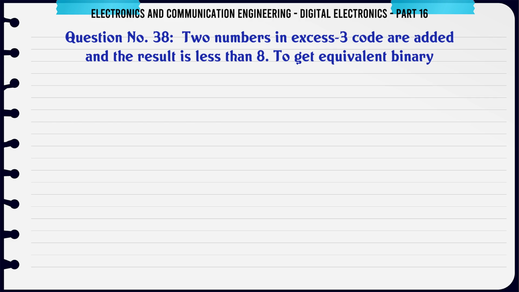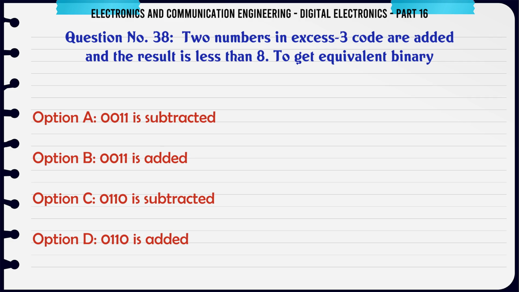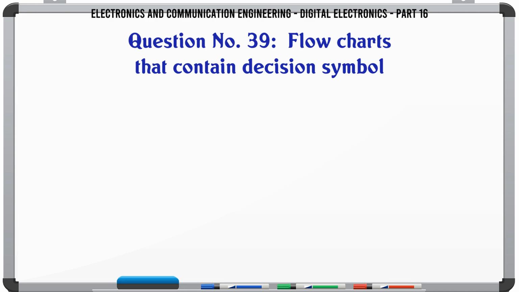Two numbers in excess-3 code are added and the result is less than 8. To get the equivalent binary, A. 0011 is subtracted, B. 0011 is added, C. 0110 is subtracted, D. 0110 is added. The correct answer is 0110 is subtracted.